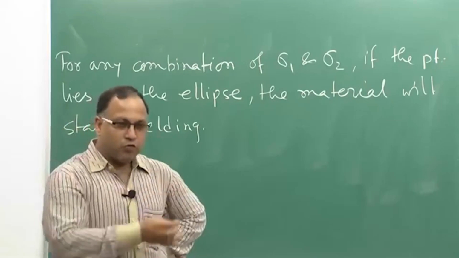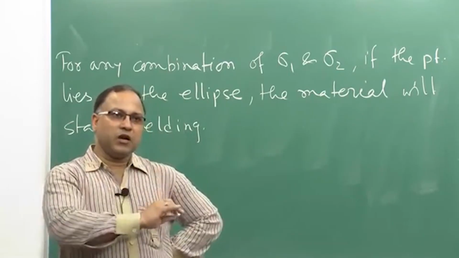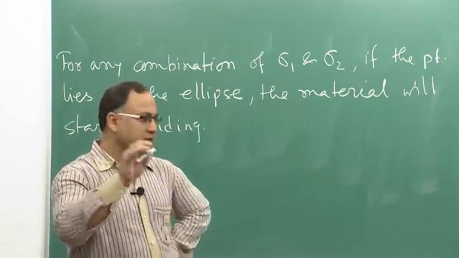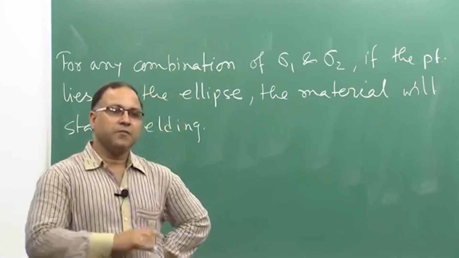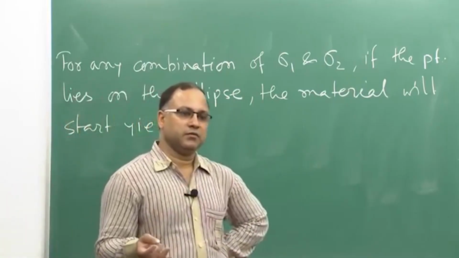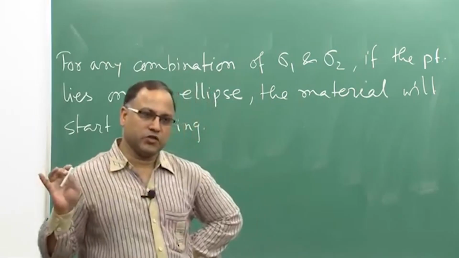So, this is the boundary within which you will not be getting any yielding, but if you are touching the surface, that is the surface of the ellipse, you will immediately be getting yielding. That is the idea of your von Mises criteria, and that is very important actually, isn't it.